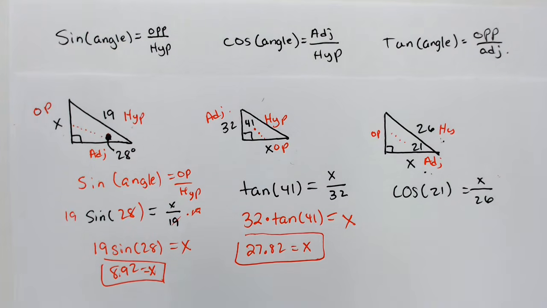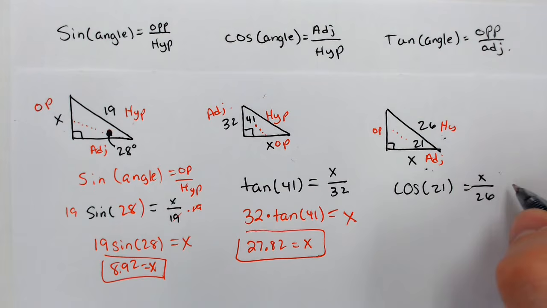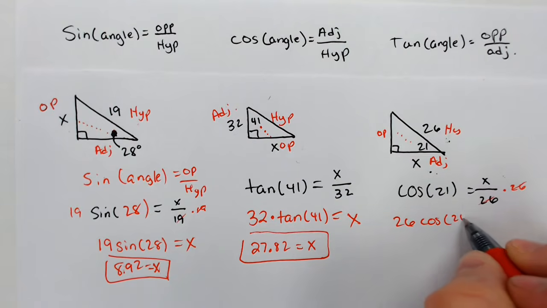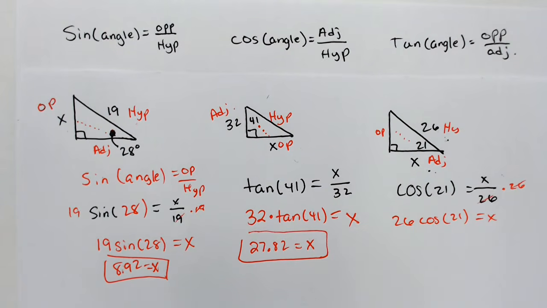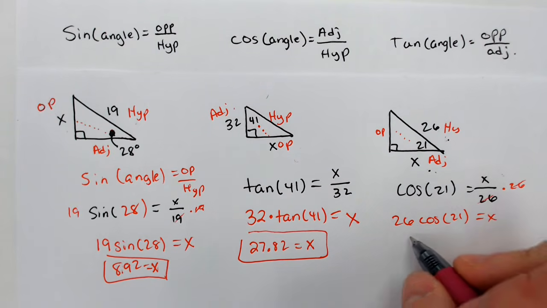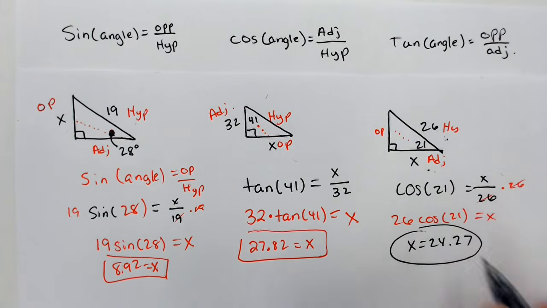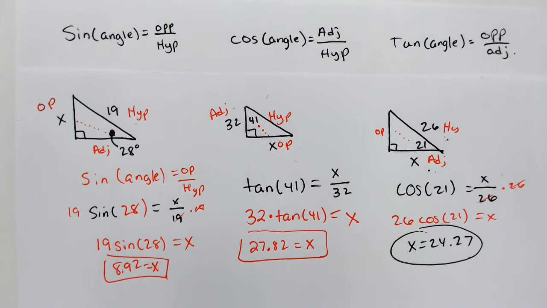Again, we have x on the top of the fraction. This is going to be the last one like this. We multiply by 26. It goes away. We have 26 times cosine 21 equals x. And we type that in our calculator, 26 cosine of 21, and we get 24.27. X equals 24.27.